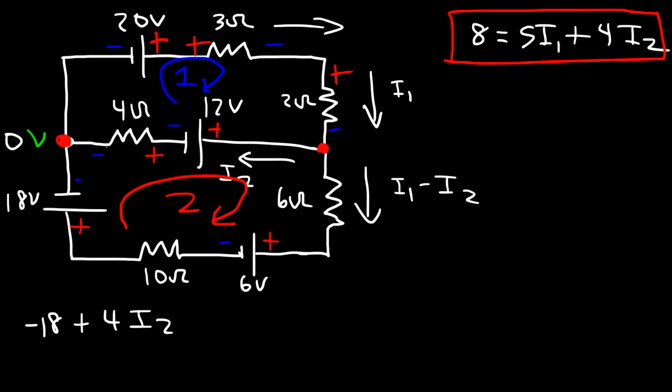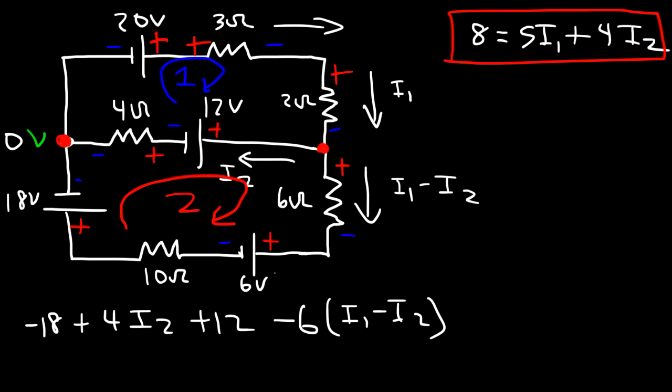And then as we follow loop 2, we're traveling through the 12 volt battery from negative to positive, or towards the higher potential. So that's a voltage lift of 12 volts. And then we're going to follow through this resistor, which is in the direction of this current, which we define to be that way. So we're going from positive to negative in the direction of the current. So that's a voltage drop, and that's going to be negative 6 times I1 minus I2.